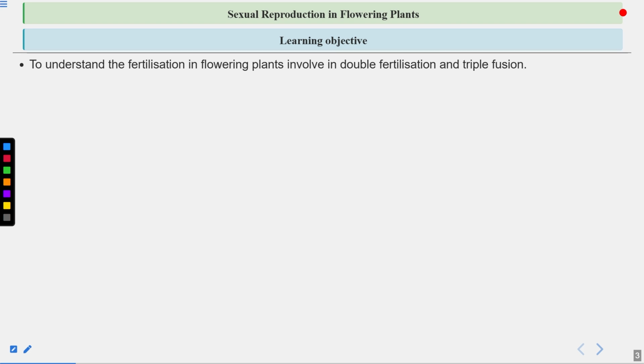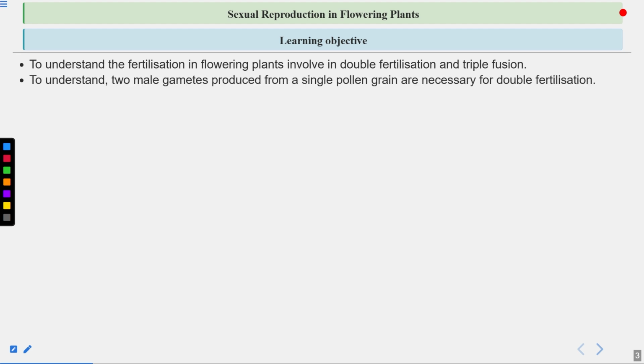So, this is the learning objective of today's session. What we are going to learn today is to understand the fertilization in flowering plants involving double fertilization and triple fusion. We will see how the double fertilization occurs in the flowering plants. Second, to understand the two male gametes produced from a single pollen grain and are necessary for the double fertilization. We will also see how the two male gametes are produced from the single pollen grain and how they are necessary for the double fertilization.